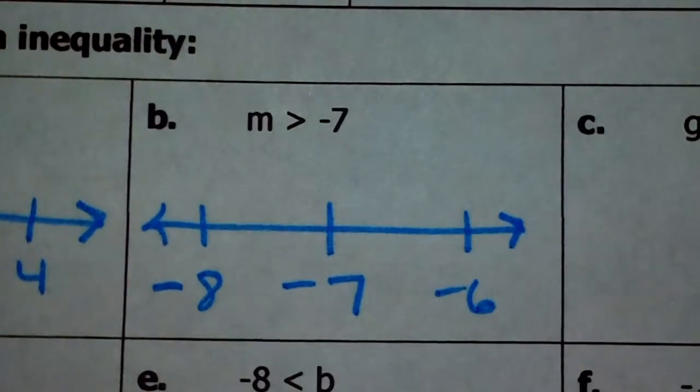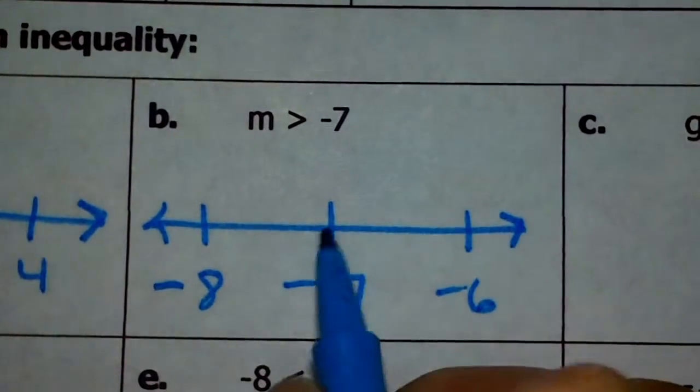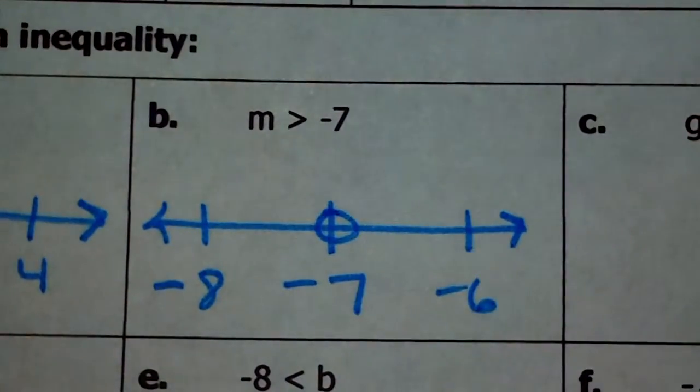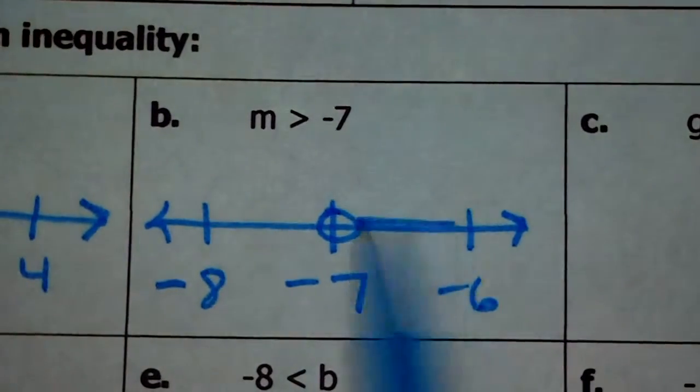Yeah, because when you shade it, if you have your number line backwards, you're going to end up shading the wrong values, which is not correct. So if m is greater than -7, m cannot be -7. So I'm going to use an open circle and shade to the right.